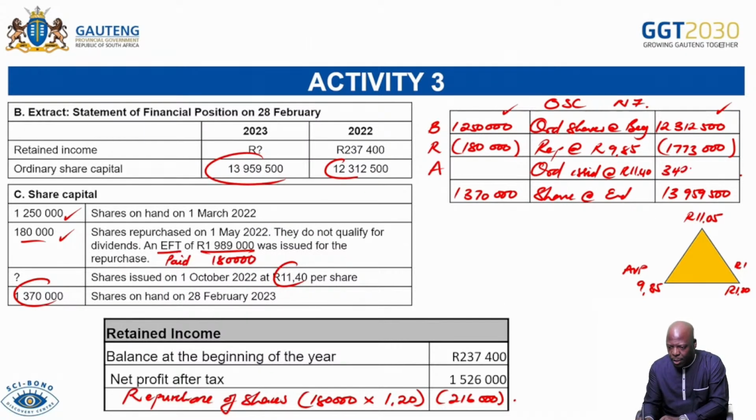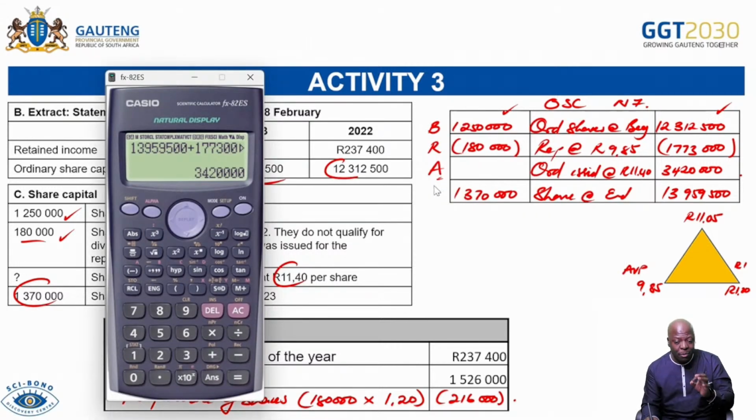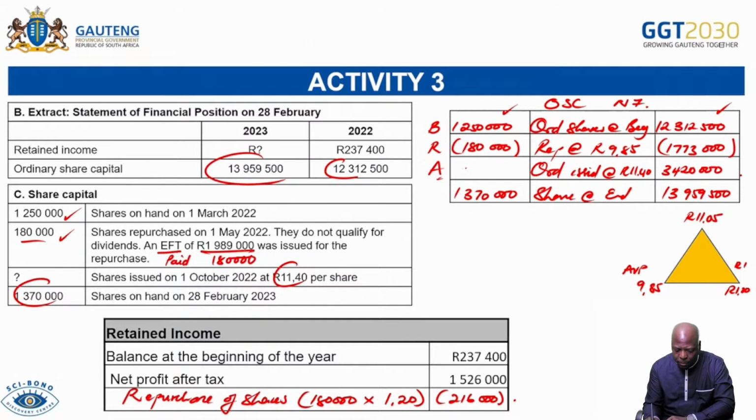That's 3,420,000 that we received from issuing an unknown number of shares, and we sold them at 11 rand 40. How many shares were added? Simple. You take the 3,420,000, you divide that by your 11 rand 40. Like that. Okay. How much are those shares? That's 300,000, not 3 million. 300,000. So your ordinary share capital is complete.